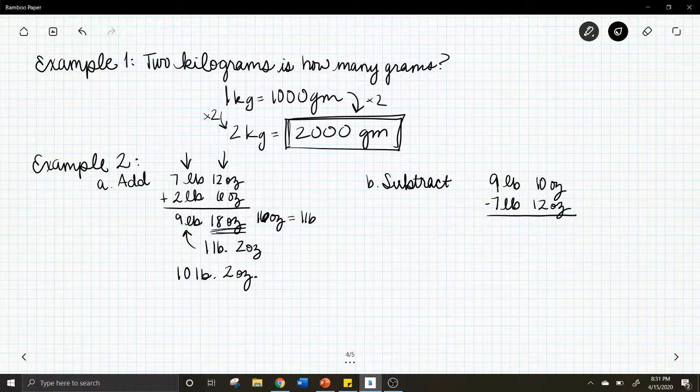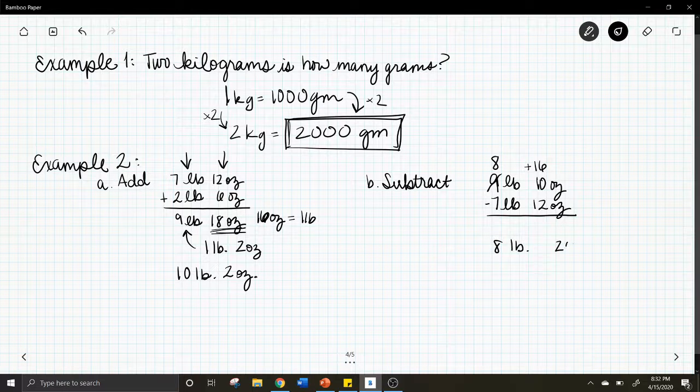Letter B, subtracting. In the same way, we're going to start at our right column, but we can't do 10 ounces minus 12 ounces. So what we're going to do is from our pounds column, we're going to borrow 1 pound, and add it over here as ounces. This is sort of like when we add mixed numbers. So now, instead of 10 ounces, I'll just rewrite this, we have 8 pounds, 26 ounces, minus 7 pounds and 12 ounces.